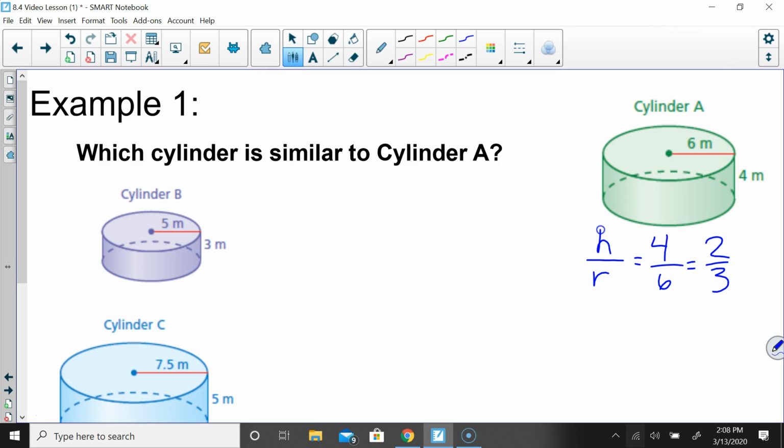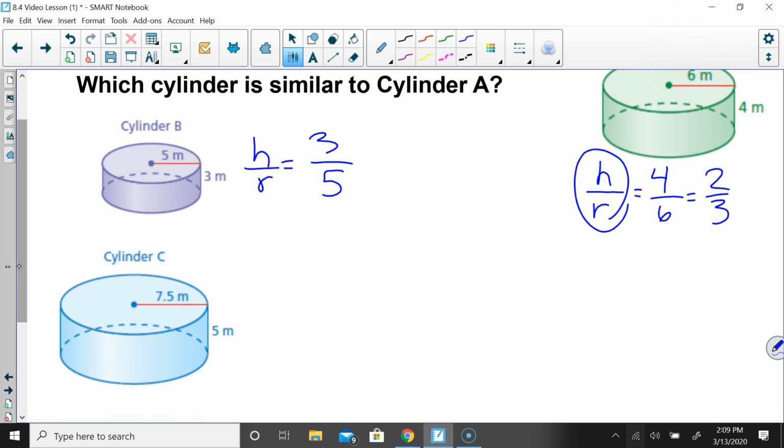If we look at B, and we use the same formula, h over r, height over radius, if the numbers are equal, then that means they're proportional. If they're not equal, they're not proportional. So if we look at B, the height is 3, the radius is 5, and we can't simplify it, and 3/5 is not the same as 2/3, so cylinder B is not proportional or not similar to cylinder A.